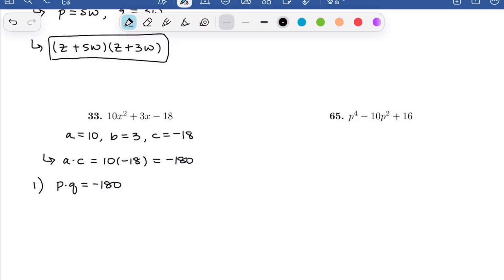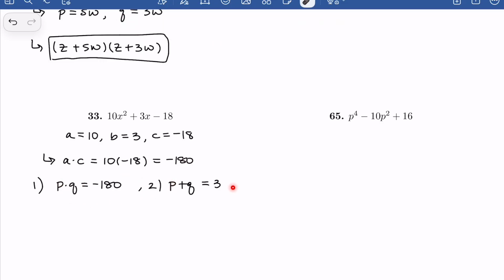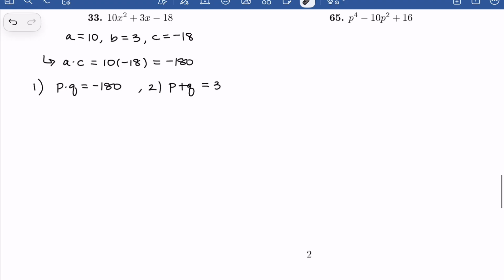So that's our first condition. And our second condition is going to be the same. The sum of p and q needs to give us our b value. So that'll be 3. Now, like I said in the last example, it might be difficult to figure out what these values are right off the bat. Even guessing these values might be difficult. So what we can do is list out the factors of this value here. This first requirement is going to lead us into the second one. We need to find two numbers that multiply to give us negative 180.